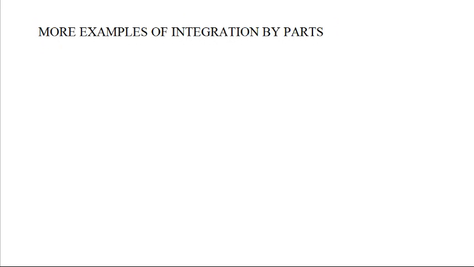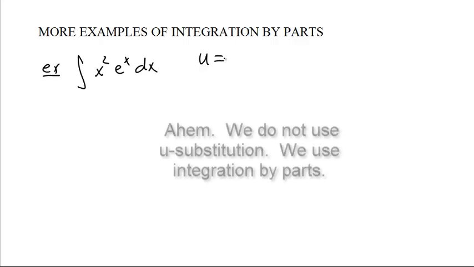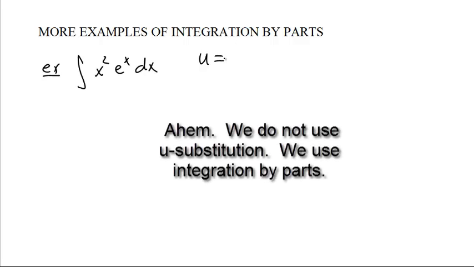Okay, let's rattle through some more examples of integration by parts. Let's say we have the integral of x squared e to the x dx. U substitution will do nothing here. We just don't know this off the top of our heads. We use integration by parts. Again, no logarithms, no inverse trig, but we do have a polynomial, x squared.